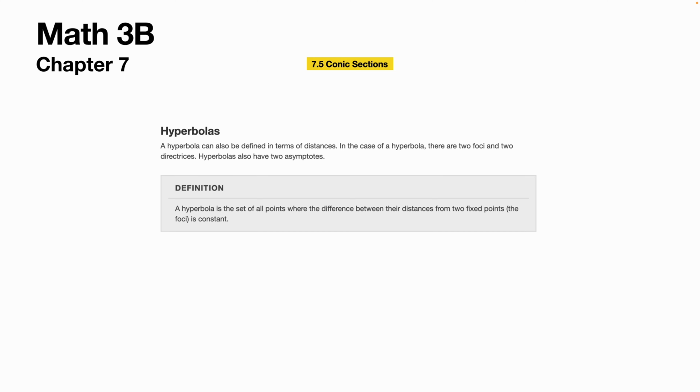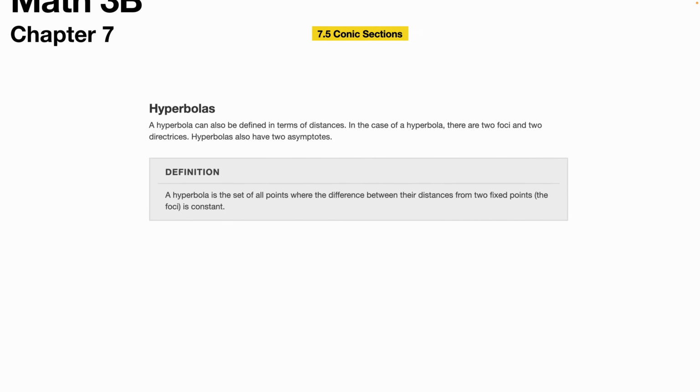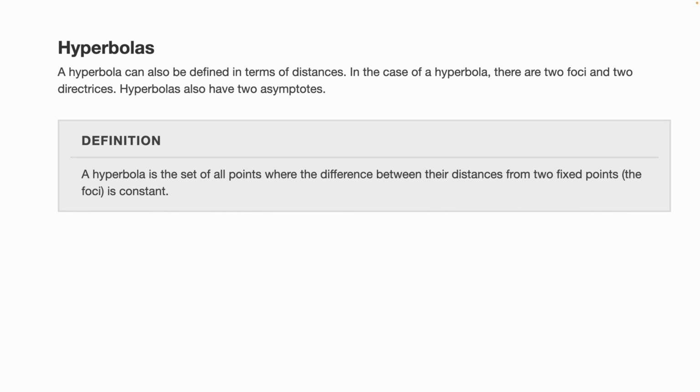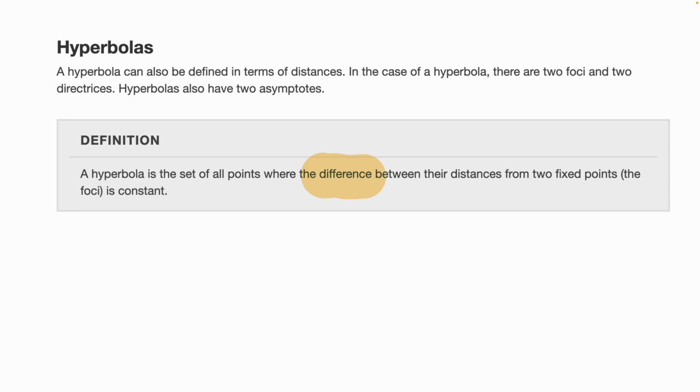Hyperbolas. A hyperbola is very, very similar to the ellipse, with some differences, of course. Let's start by reading the definition. Again, for a hyperbola, we want to describe it in terms of sets of points in the plane. Here is where a big difference is. If it was an ellipse, that word there, instead of difference, would be a sum.